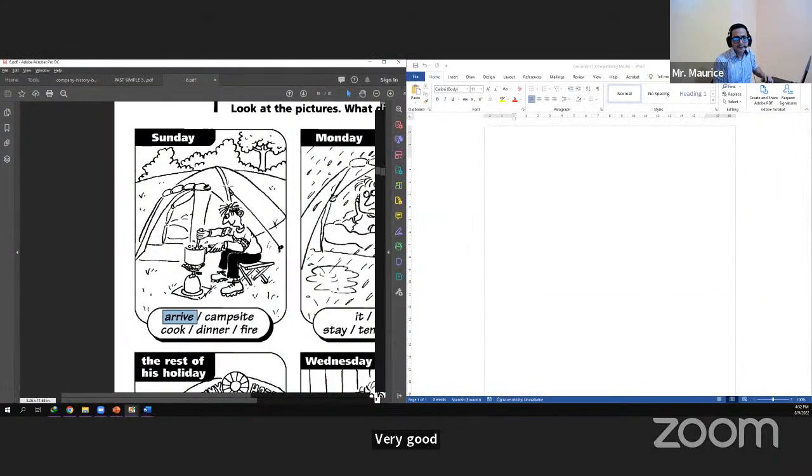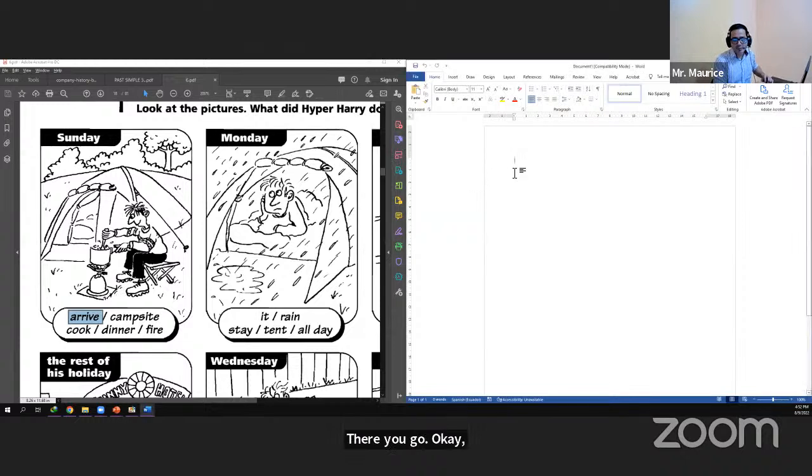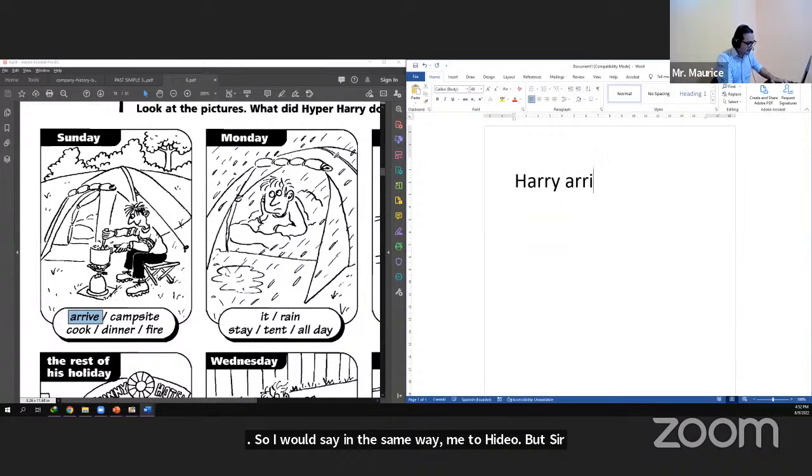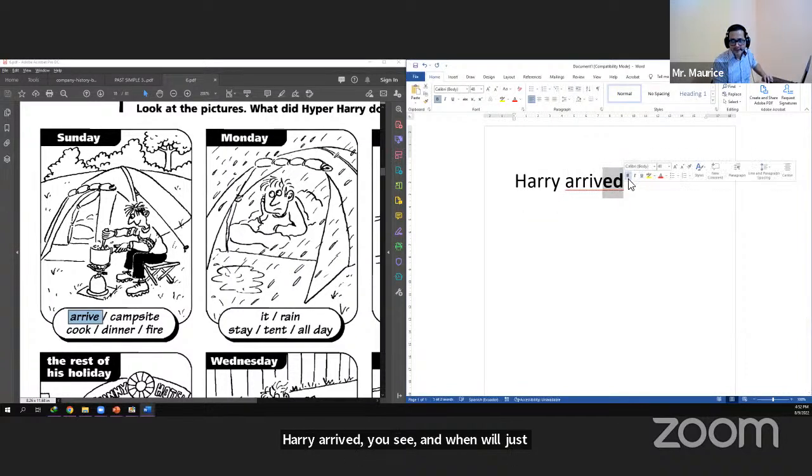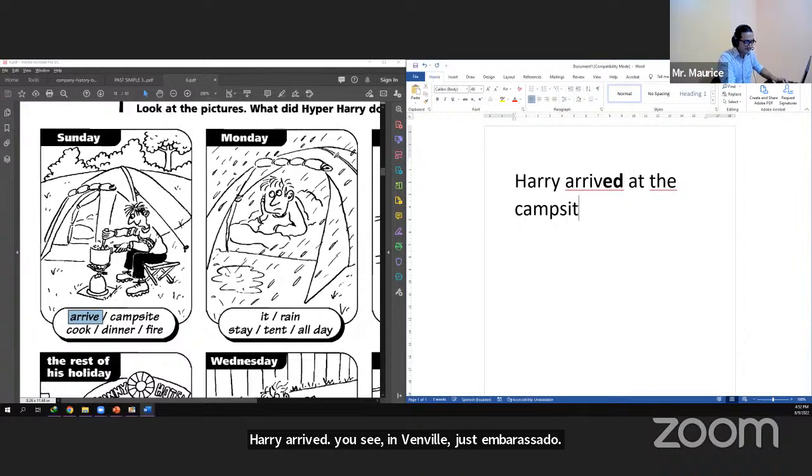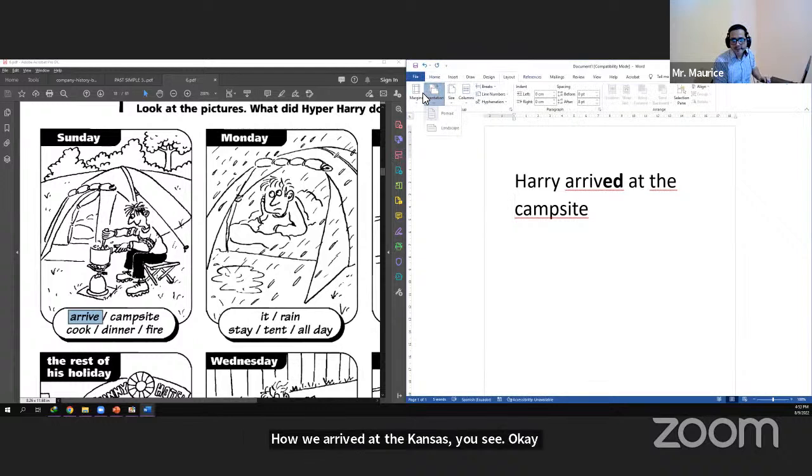Okay. Look, this is the picture number 1. So I would say in the same way. Mi sujeto va a ser Harry. Yo voy a describir Harry arrived. You see, el verbo ya está en pasado. Harry arrived at the campsite. Listo. Very easy, very simple. Harry arrived at the campsite. You see? Okay, let's give a minute.